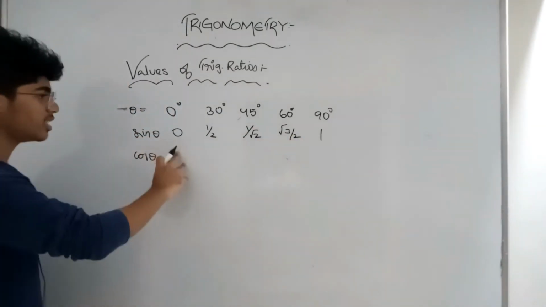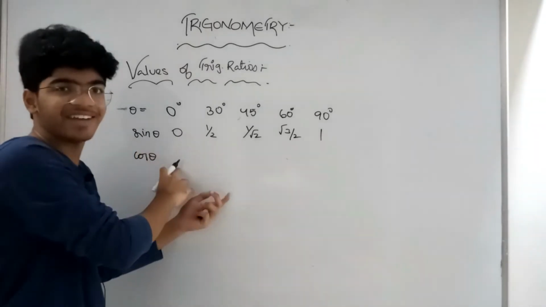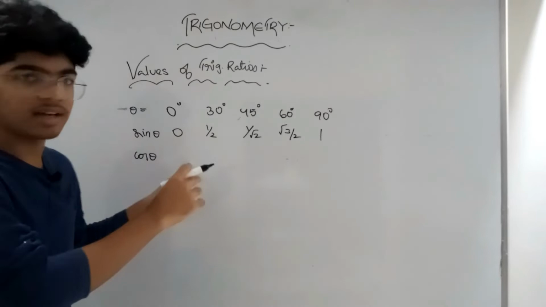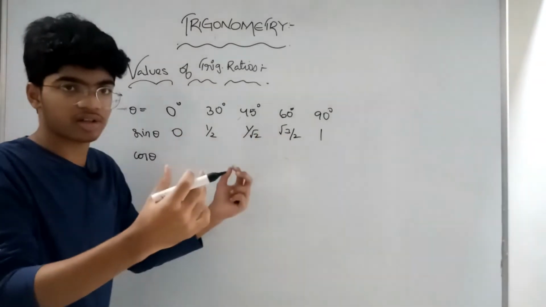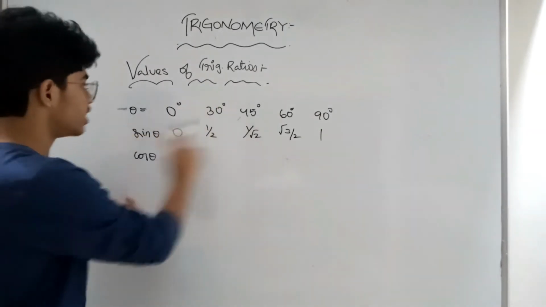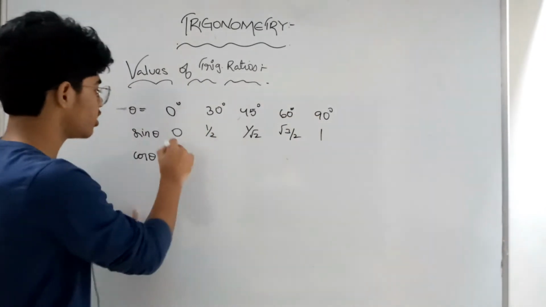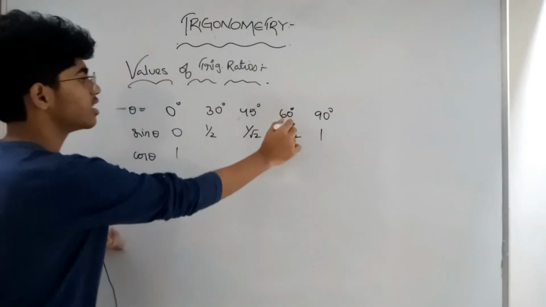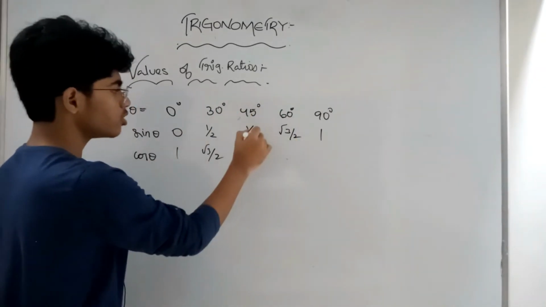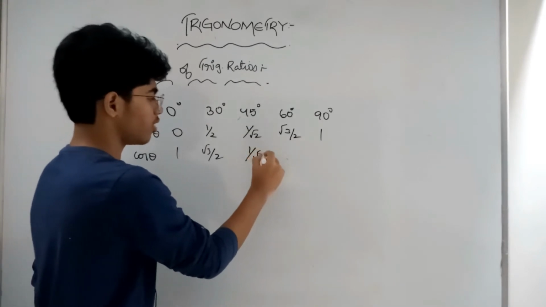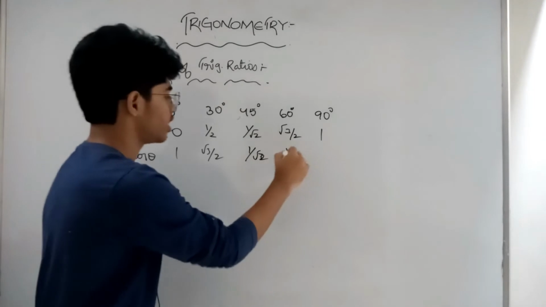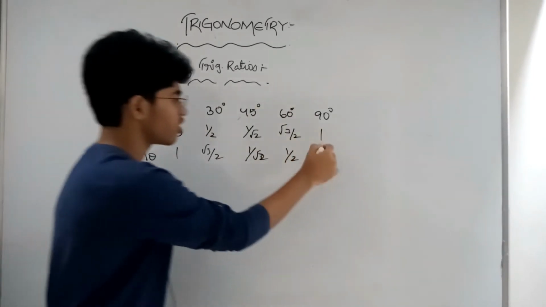Next, cos theta. Even for cos theta, we don't need to remember the values. If we know sine theta, we can get cos theta. It's just like the reverse of sine theta. We know that sine 90 is 1, so cos 0 is 1. Sine 60 is root 3 by 2, so cos 30 is root 3 by 2. Sine 45 is 1 by root 2, so the same, 1 by root 2. And sine 30 is 1 by 2, so cos 60 is also 1 by 2. Sine 0 is 0, cos 90 is 0.